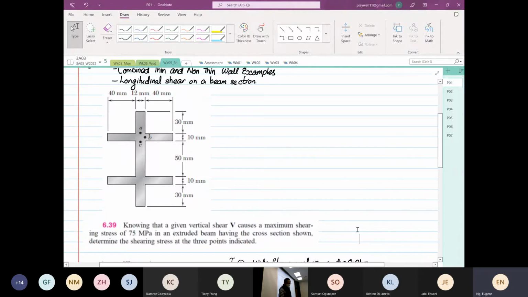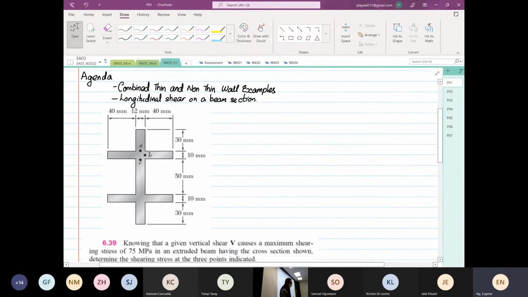Today, we're going to still carry on our example of combined thin and non-thin wall example. Then we're going to look at longitudinal shear on the beam section. This first hour, or first 15 minutes, I'm going to do more examples.